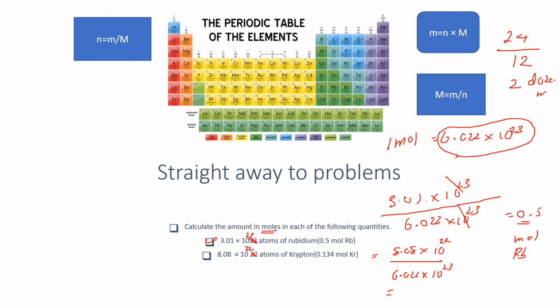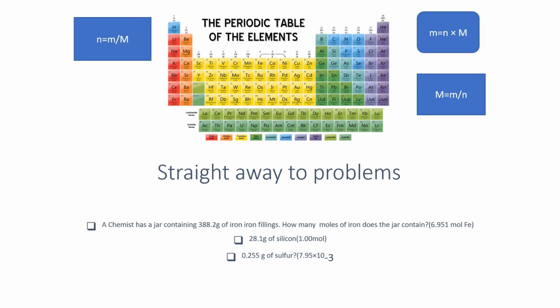8.08 times 10 to 22 divided by 6.022 10 to 23. 0.134. It's coming 0.134 mole of krypton. Krypton is a noble gas. Clear? Let's move into the other question.